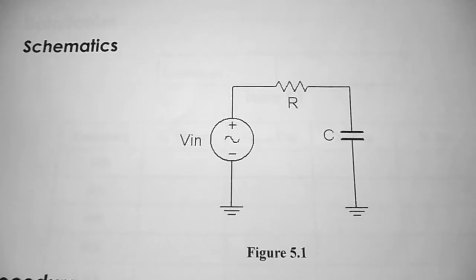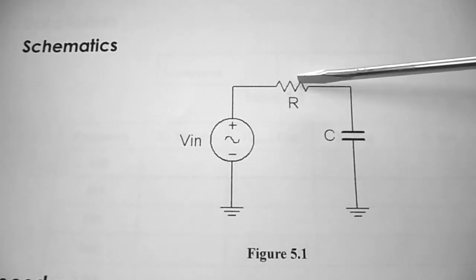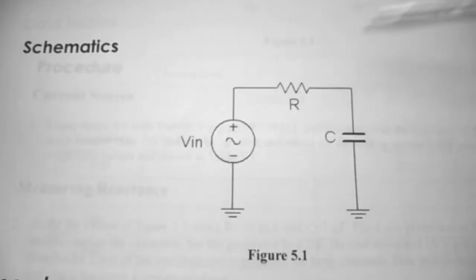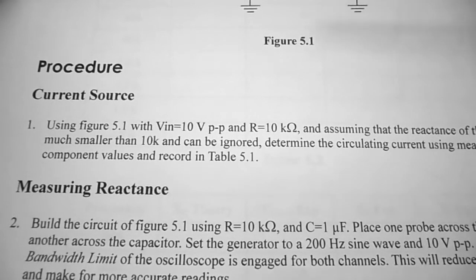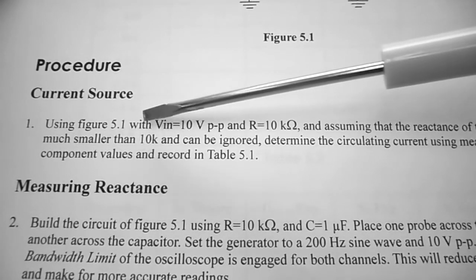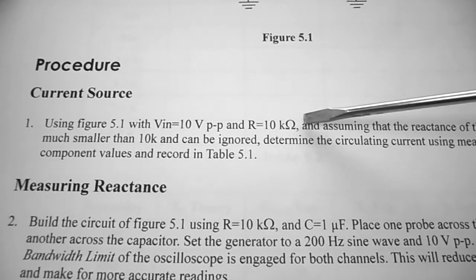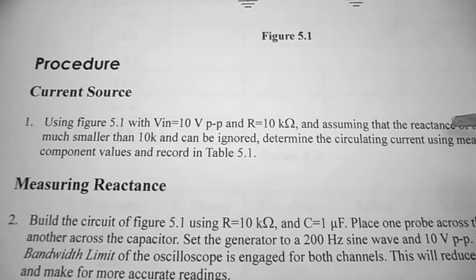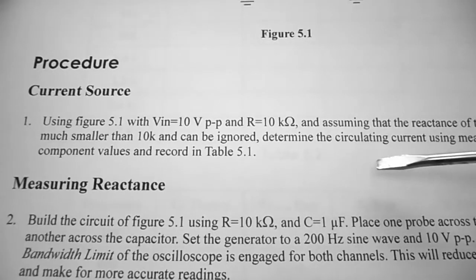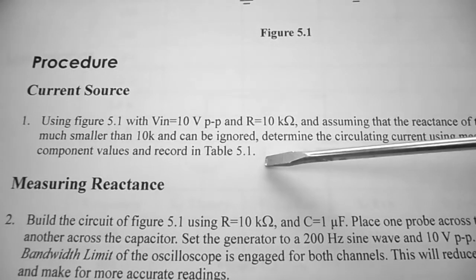We have a simple series circuit schematic, and that is the symbol for our function generator. One resistor, one capacitor that connects back to the common on the function generator. So under procedure, the first thing we're going to do is create a current source. Using figure 5.1 with V in as 10 volts peak to peak and R of 10K, we're going to assume that the reactance of the capacitor is much smaller than 10K and can be ignored. So we want to determine the circulating current using measured component values and record in table 5.1.